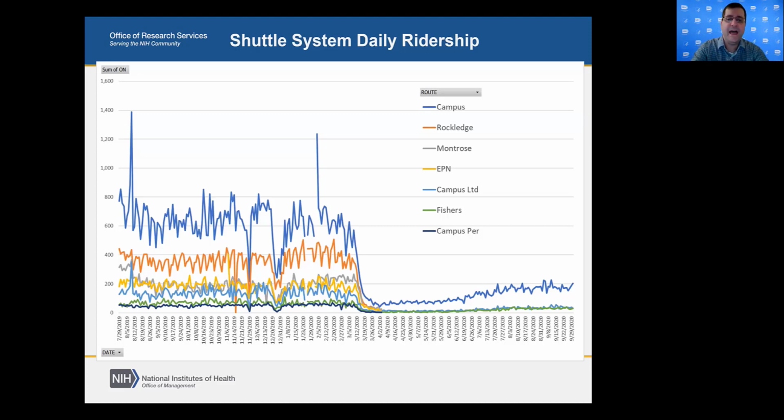So here you can see the dramatic impact on daily ridership in our system pre and post-pandemic. Initially, ridership dropped to about 1/8 of pre-pandemic levels. And as the NIH has instituted a gradual return for some staff to the physical workspace, ridership today is about 1/4 of pre-pandemic levels. In addition, you can see that some routes were completely eliminated during this time.